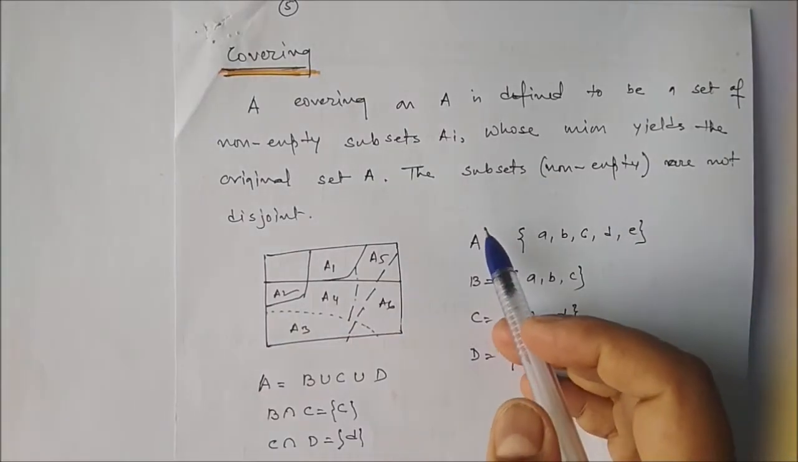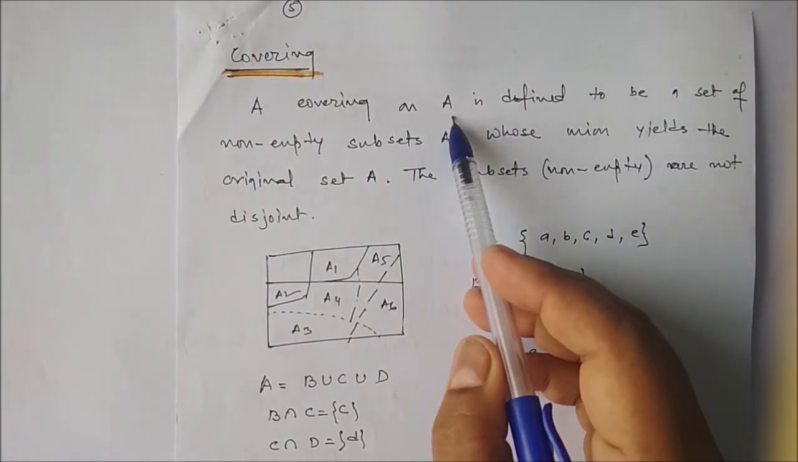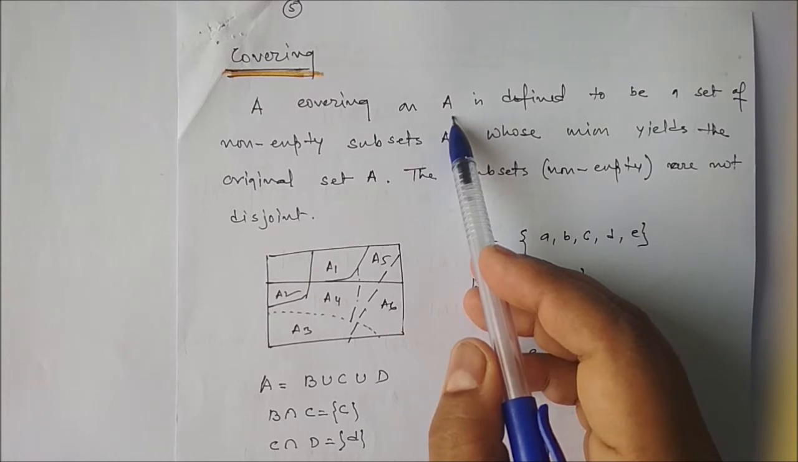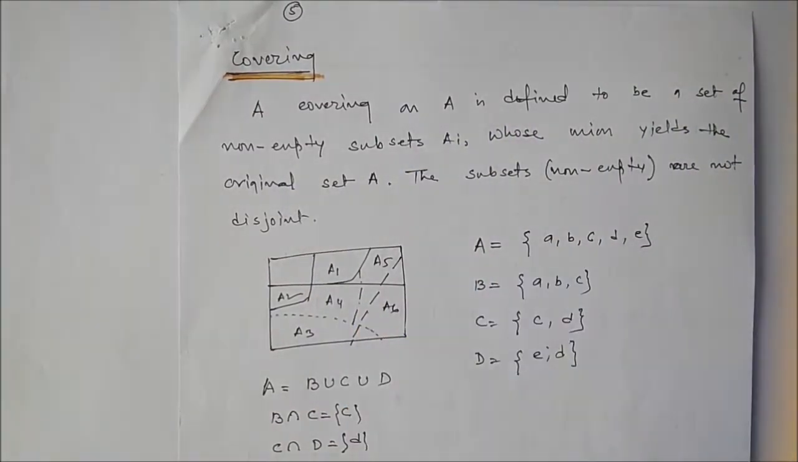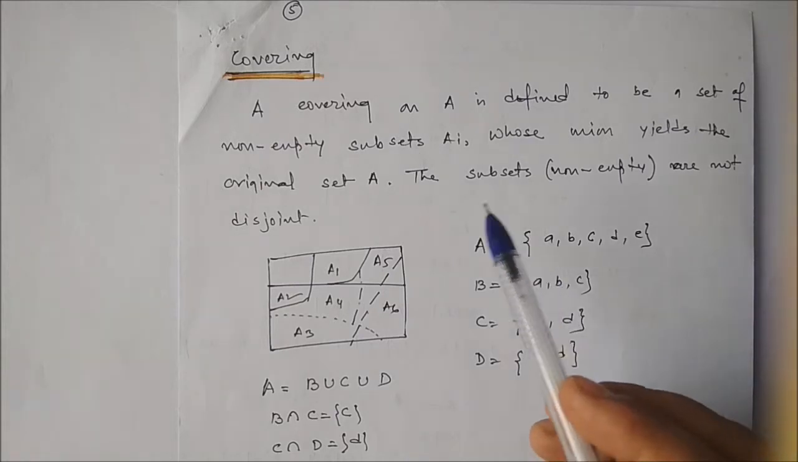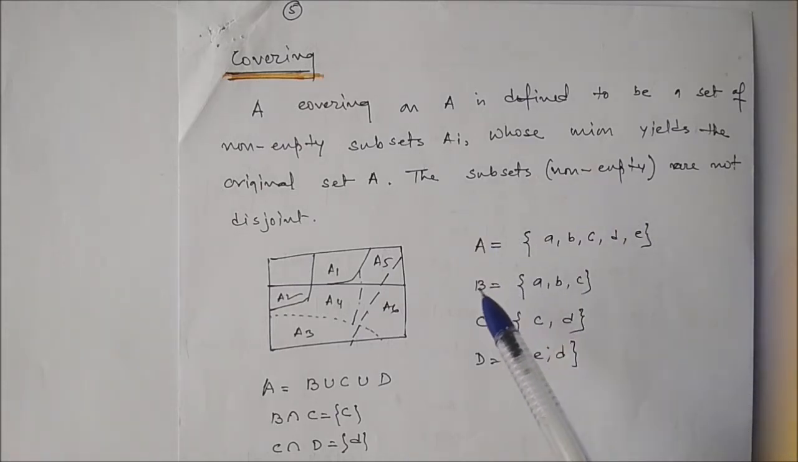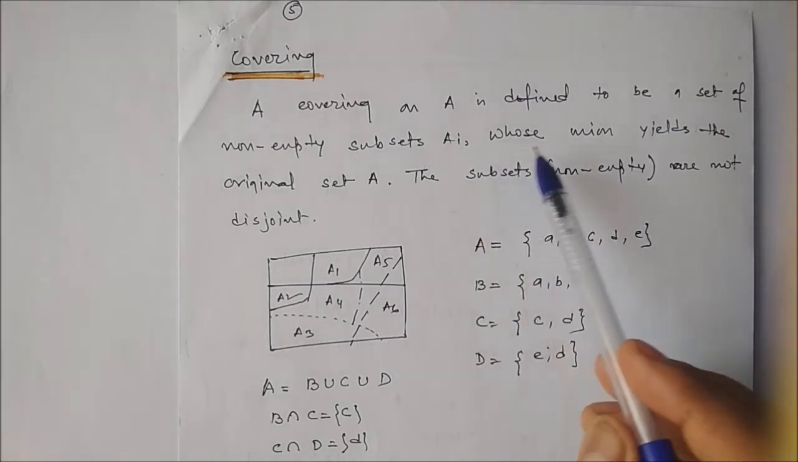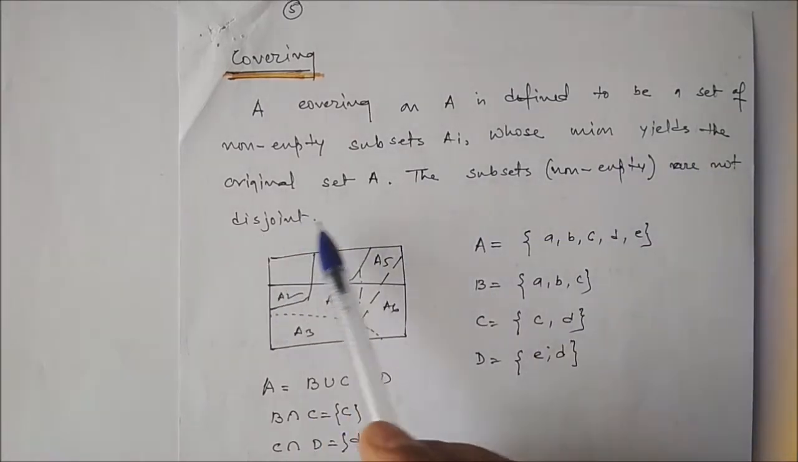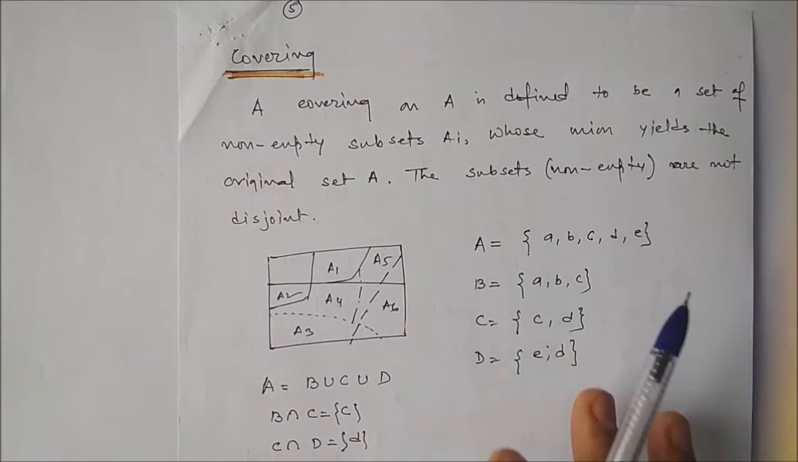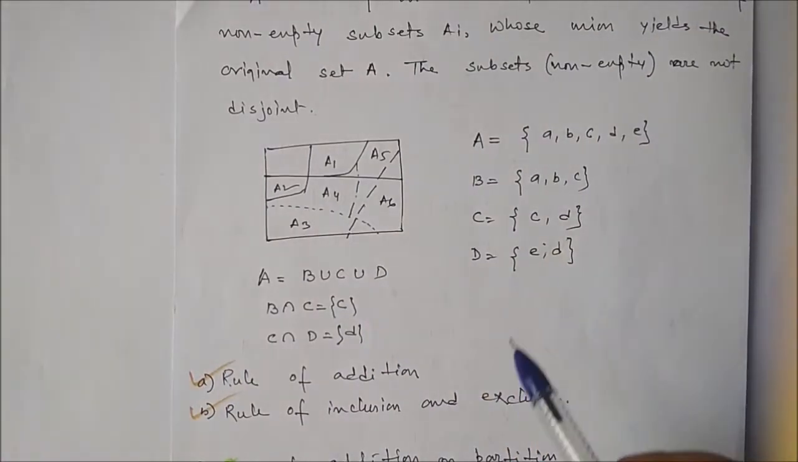Next, covering is there. A covering on A, the whole set or universal set A, is defined to be a set of non-empty subsets whose union yields the original set A. In the previous case we have seen the partition where all the subsets are disjoint, but here the subsets are not disjoint. So if the subsets are not disjoint, we have to apply some rule.